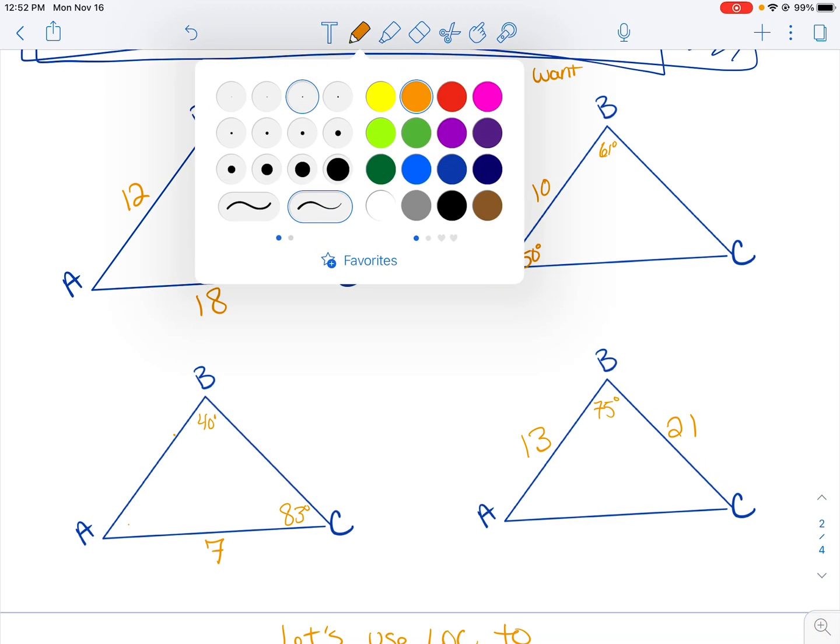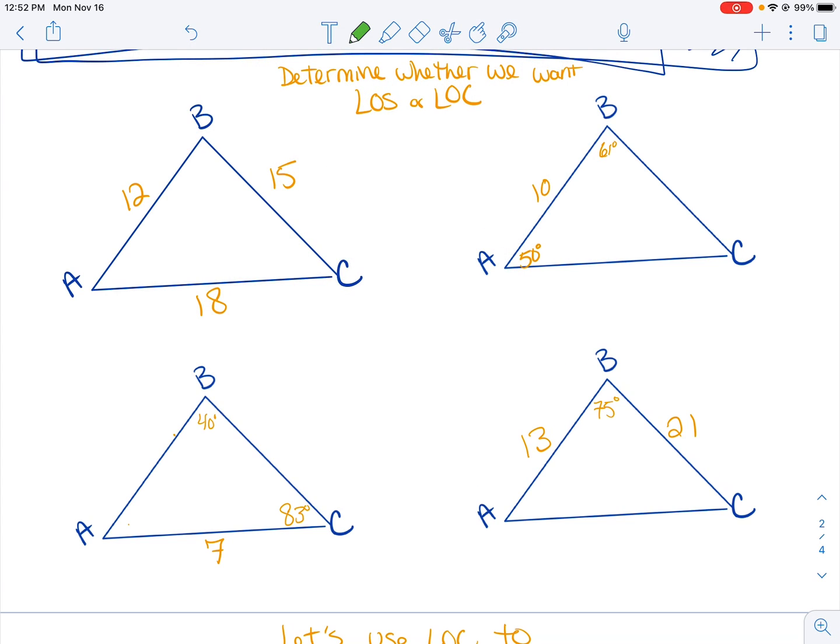So let's go around here. I want you to pause the video first and see if you can figure out, would you have to use the law of sines or the law of cosines? And then come back once you're done, and we will go through those questions. So pause, take a second and figure it out, and then come back.